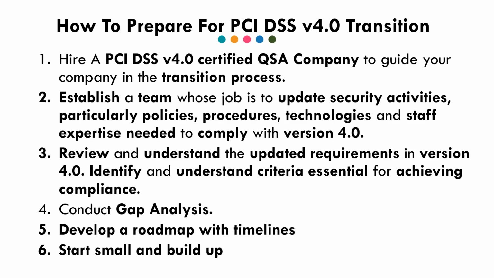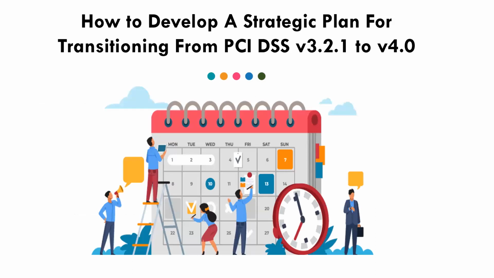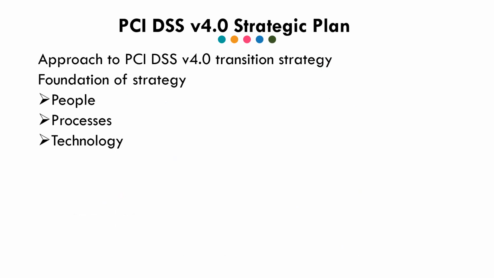For example, you can start with your policies and then build it up. But at least if you have everything that we just talked about in place, you'll be in a better place. But you can always start small and build it up. That is how you can position yourself to transition. Now, how do you develop a strategic plan to transition into version 4? That is what we are going to look at.